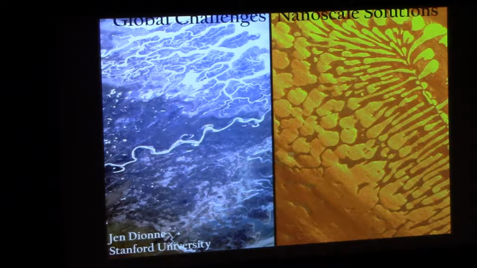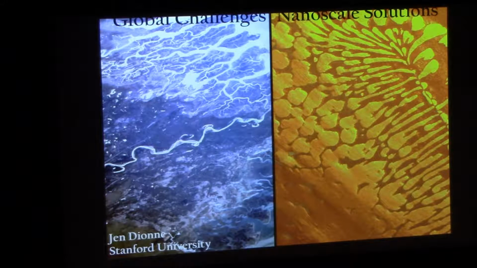And on the left, of course, you know that the color comes from just the landscape, like the vegetation or whether there's water. On the right, the color that you're seeing emerges from how the material is structured at the nanoscale, with dimensions on the order of just a few nanometers.